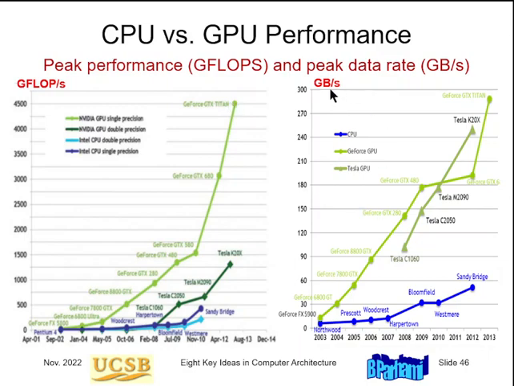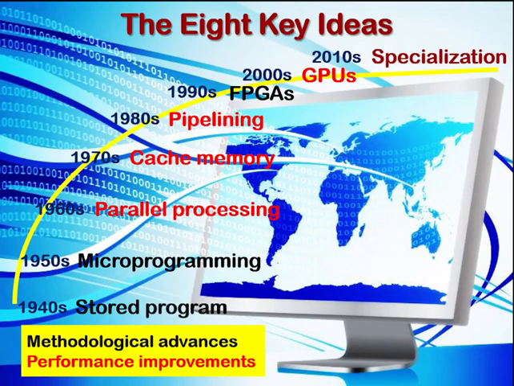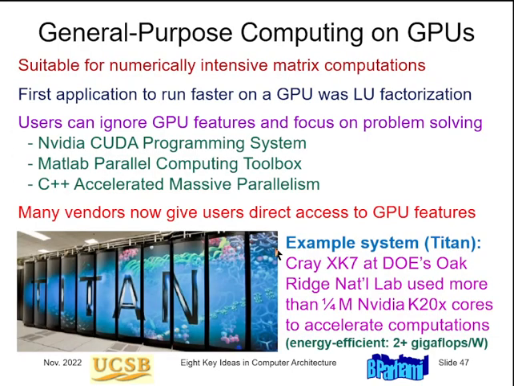Similarly, in terms of data access rate, again, GPUs outperformed CPUs by a significant margin. So that's why GPUs have become popular components in building supercomputers. And we can do general purpose computing on GPUs. So GPUs are no longer just graphic processing units, but they're really high performance numerical chips.